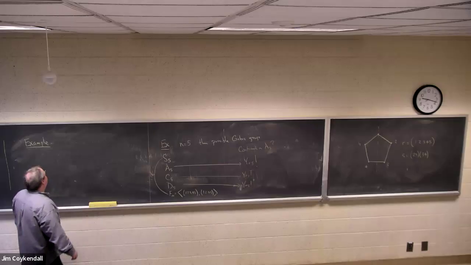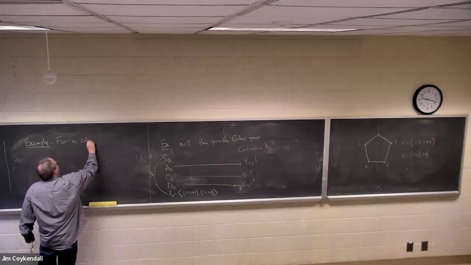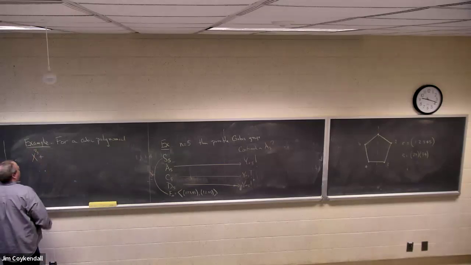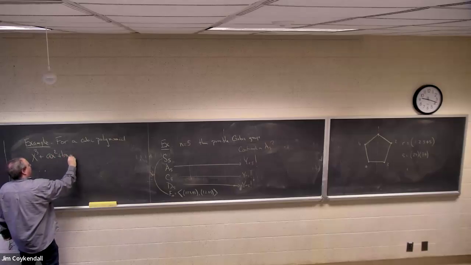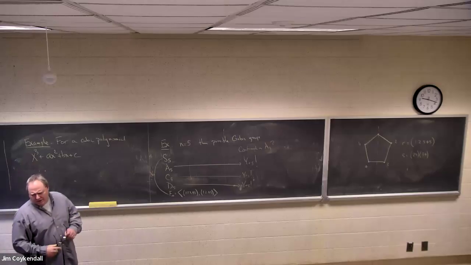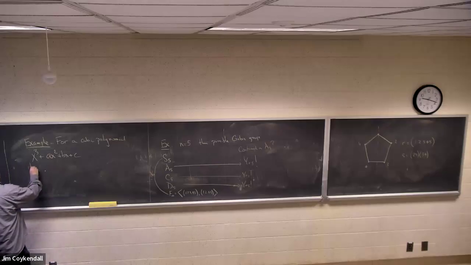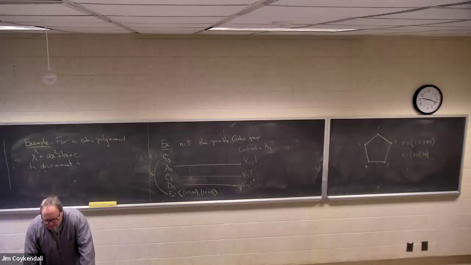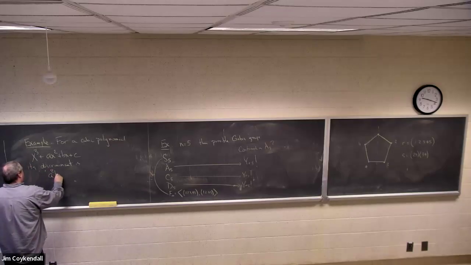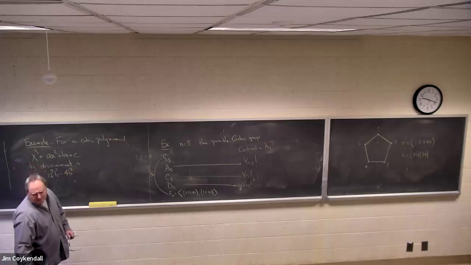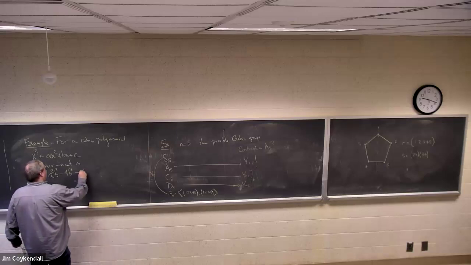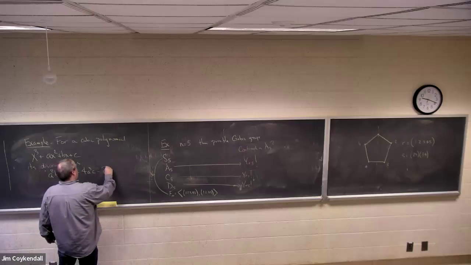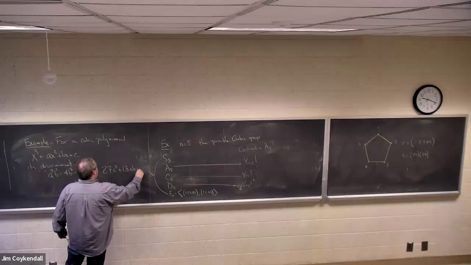For a cubic polynomial of this general form, if I give you a cubic polynomial, the discriminant is given by a squared b squared minus 4b cubed minus 4a cubed c minus 27c squared plus 18abc.